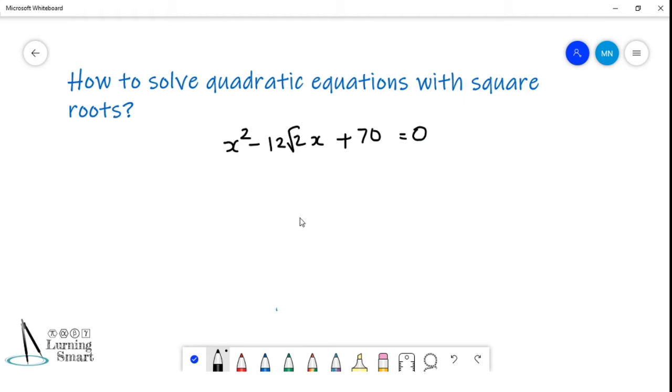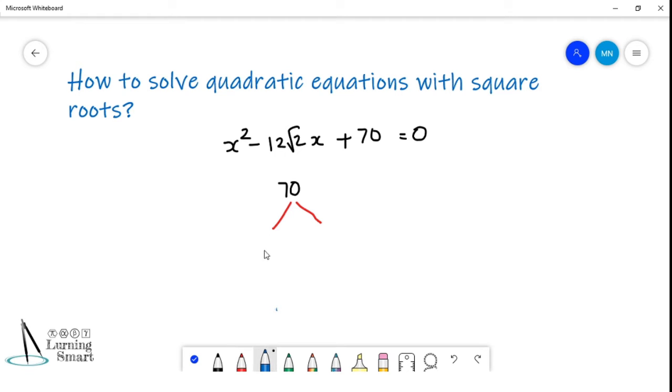See the next equation, quadratic equation, x square minus 12 root 2x plus 70. What's the first step? Multiply the coefficient of x square with constant. 1 multiplied by 70 is 70. You should split 70 such a way that when you add them or subtract them, you should get minus 12 root 2. Okay, and when you multiply them, you should get plus 70. But here there is a root 2. So what is the first step?